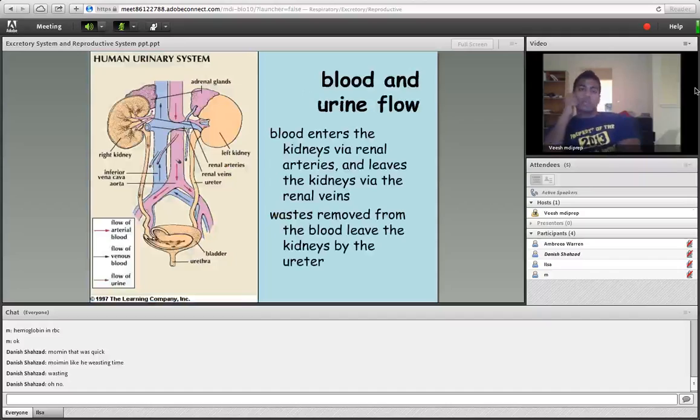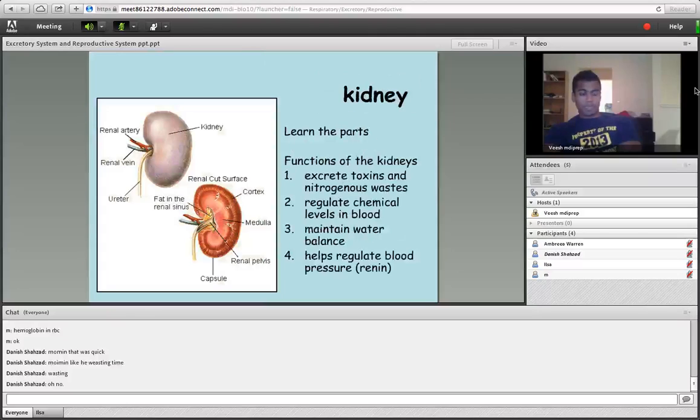Now, blood enters the kidneys via renal arteries, and it leaves the kidneys via the renal veins. So blood pressure is very, very important in terms of how the kidney is working, because it's coming in through these arteries and leaving through these veins. And wastes are removed from the blood and leave the kidneys to the ureter, which is the final piece right at the bottom.